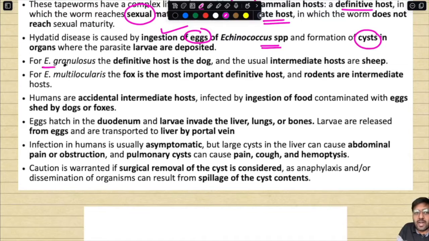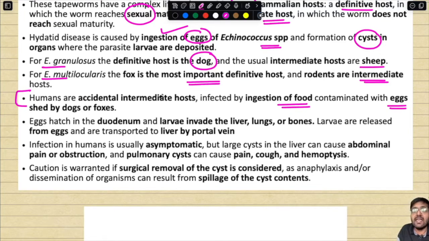Now, for Echinococcus granulosus, remember the definitive host is the dog and the intermediate host is sheep. Whereas for Echinococcus multilocularis, the fox is the most important definitive host and rodents are intermediate hosts. So, how does the infection happen in human beings? Humans are accidental intermediate hosts, infected by ingestion of food contaminated with eggs which are shed by dogs or foxes. Eggs hatch in the duodenum and the larvae invade the liver, lungs or bones. Larvae are released from the eggs and are transported to the liver by the portal vein.